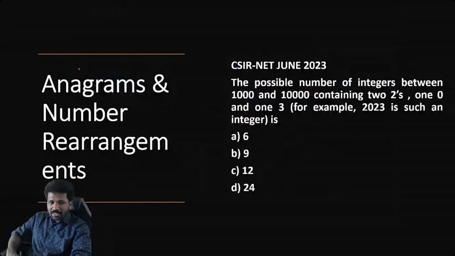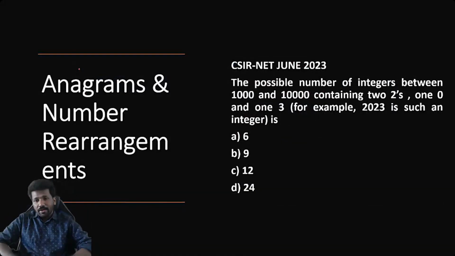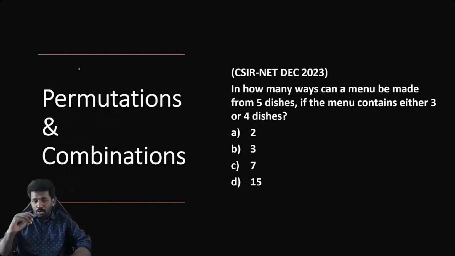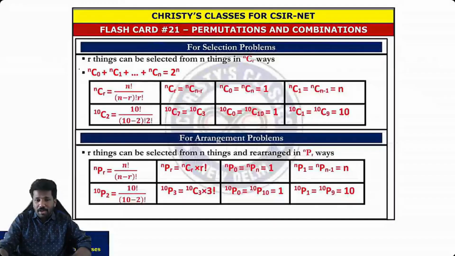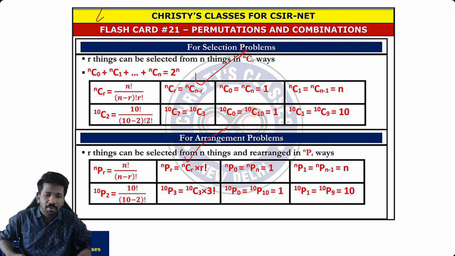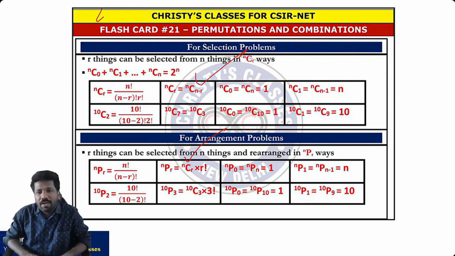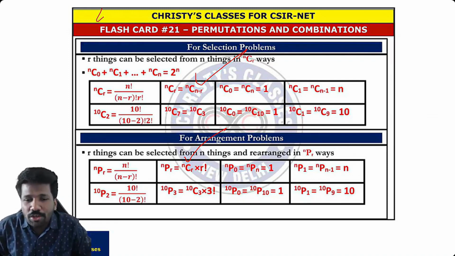And its extension is anagram and number rearrangement questions. This was a June 2023 question. Here, anagram means letter rearrangement, and there are number rearrangement questions also. This example is of number rearrangement. And its extension is permutation formula questions and combination formula questions. This is the combination formula and the properties related to that, and this is the permutation formula and the properties related to that. And the biggest confusion many people have is how to distinguish between them.